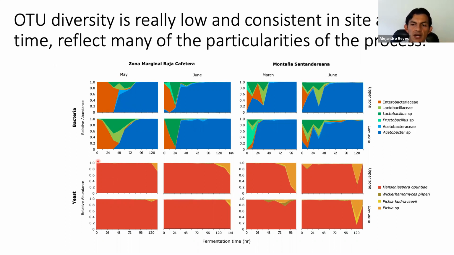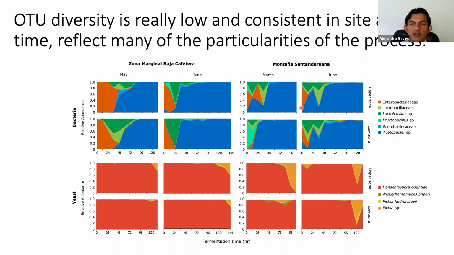And what we see is a very high domination of Hanseniaspora as the yeast. And if we compare the yeast and the bacteria, we will see a high abundance of yeast early on in the process, along with the Enterobacteriaceae. This will generate the right substrate so that then lactic acid bacteria like lactobacilli and fructobacilli will begin dominating and will begin changing the environment, generating the byproducts that then the acetic acid bacteria like Acetobacter and some bacteria from Acetobacteriaceae will take and will dominate to finish the process.